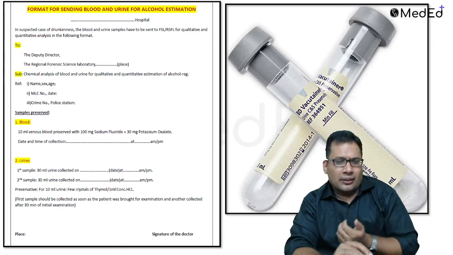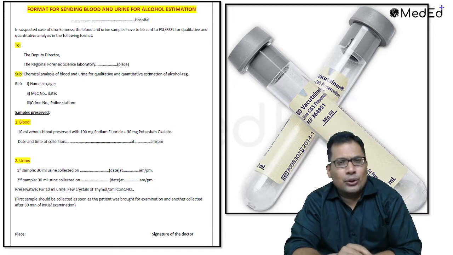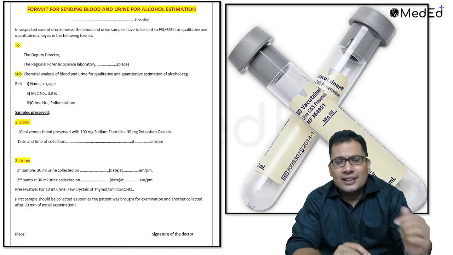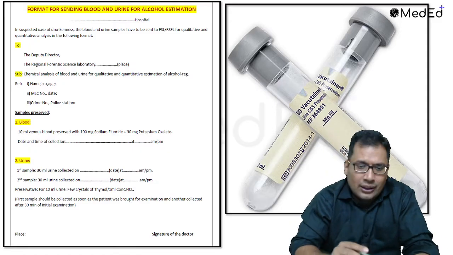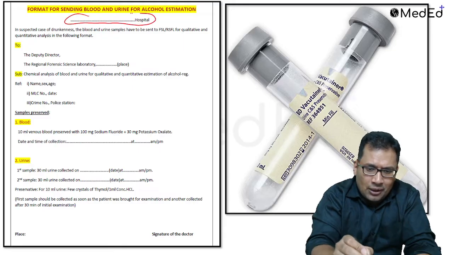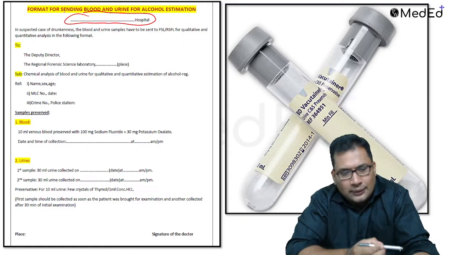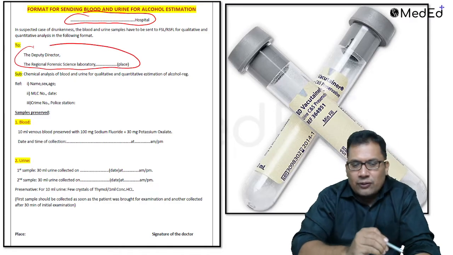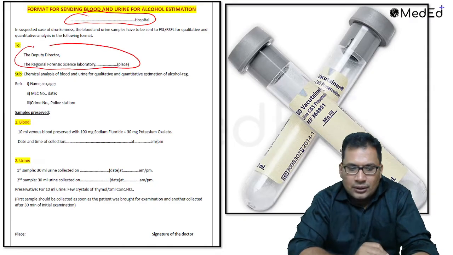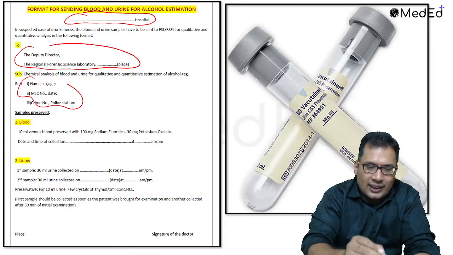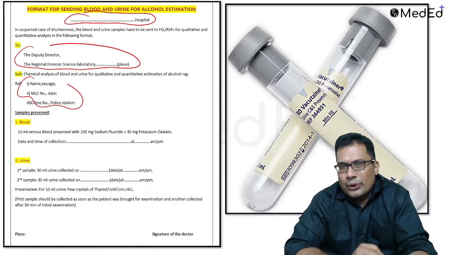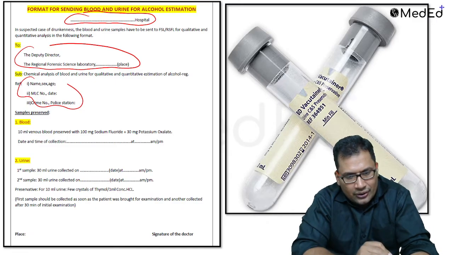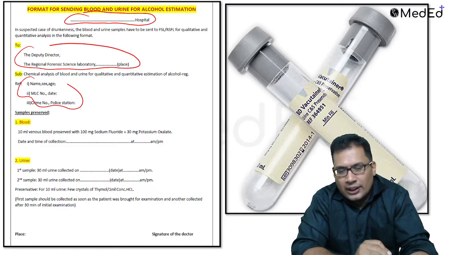So what is the format for sending blood and urine for alcohol estimation? You need to send the sample to the forensic laboratory, with the name of the hospital, medical college, to the Deputy Director, Regional Forensic Science Laboratory. You write all the details, crime number, position. The subject is chemical analysis, qualitative and quantitative.